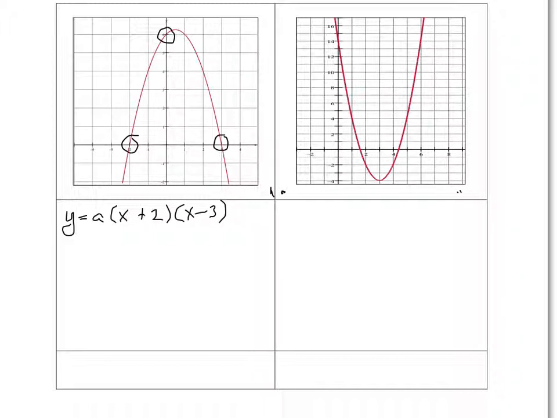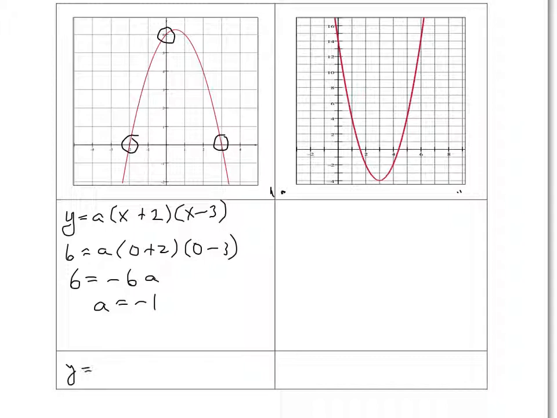You start with the general form and substitute in the zeros. Remember, when you put them into the equation, they change signs. Then we substitute in the point that I have, this y-intercept, so that I can find a. When I do so, I find that a is negative 1. Some people stop there, but that's not the end of the question. You have to finish by writing out the final equation: y is equal to negative 1(x plus 2)(x minus 3).